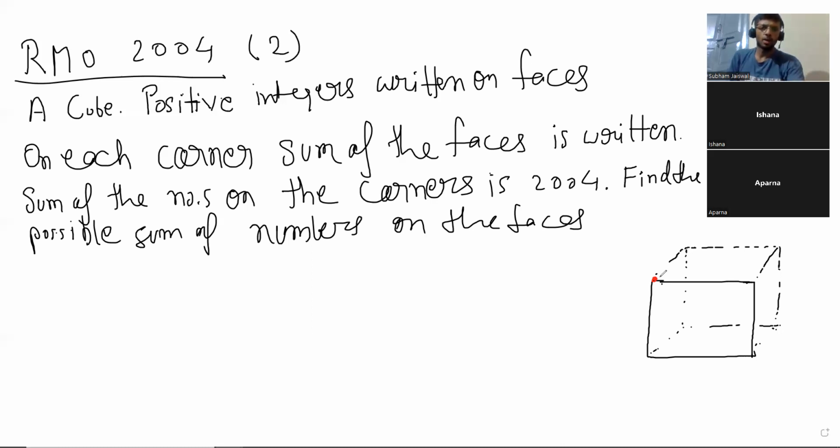Is it sum or product? Product, sorry. That was just a silly question, right? On each corner, the product of the numbers on the faces. Yeah, product, so I had written the question incorrectly. Product of the faces meeting there. Otherwise, yeah.